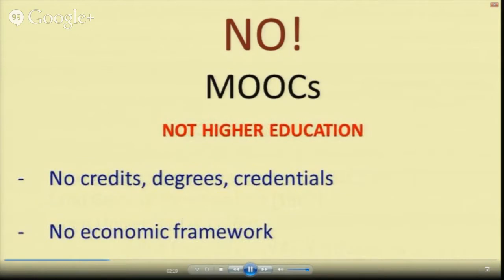Second, MOOCs are not really higher education, because the most important power that countries give to their universities is the authority to award degrees and credentials. But most MOOCs do not lead to credentials, at least not yet, so they are not mainstream higher education. Another reason that MOOCs are marginal is that they do not fit into a secure economic framework. Universities offer MOOCs for free, but find it difficult to cover their costs, and I shall come back to that.